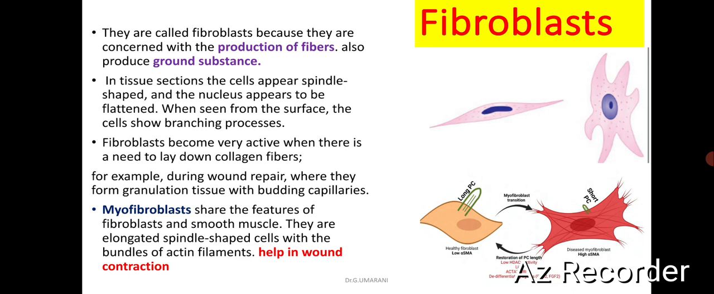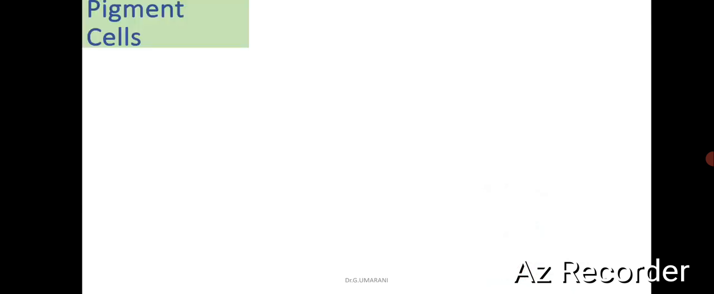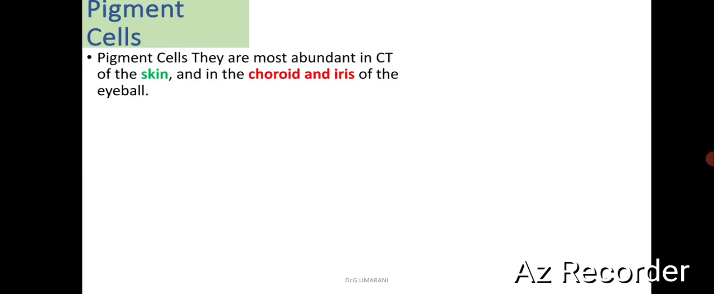Myofibroblasts show features of both fibroblasts and smooth muscle. They are elongated spindle-shaped cells with bundles of actin filaments. They help in wound contraction. Next cells are the pigment cells.